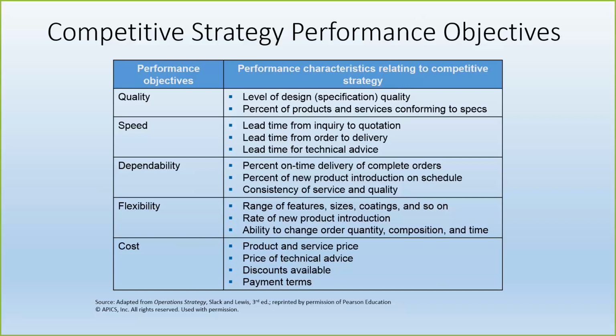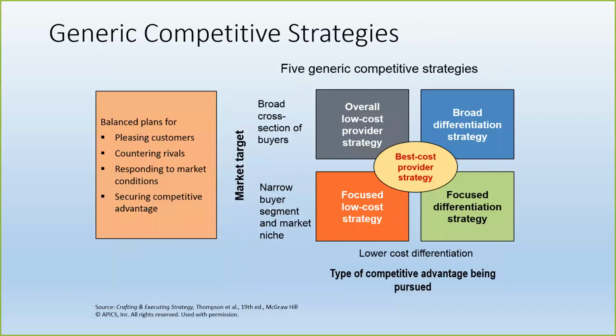And then there's the cost. That's what the price is for the product and service, the technical advice. Do we offer a list price and then provide discounts to various customers at times? Do we add to that or take away from that by offering payment terms that may be a little bit more lenient than others? So there's an overview of those 5 performance objectives that we can use. Again, we need to decide which ones are right for us to use in these competitive strategies.